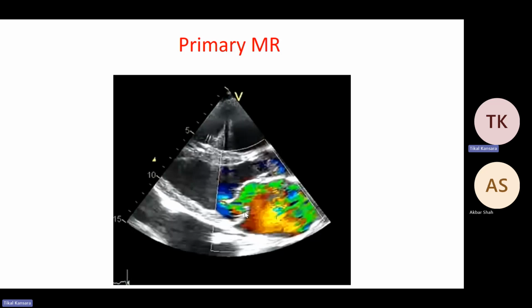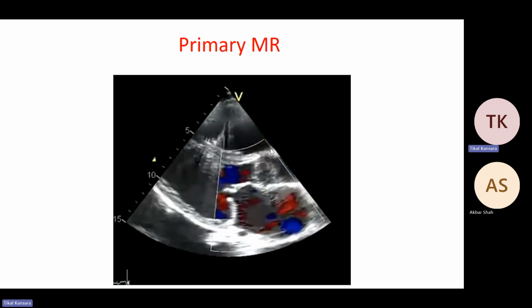Type 2. Primary or secondary? Is it affecting the leaflet itself, or is the leaflet secondary to something? Primary, because it's the leaflet, or the main apparatus, which is affected. So it's written as type 2 primary.